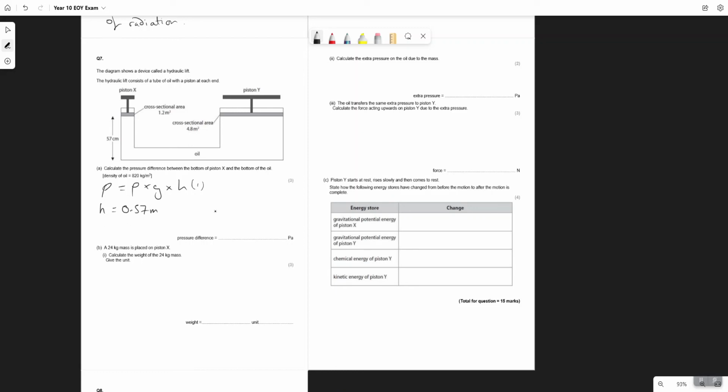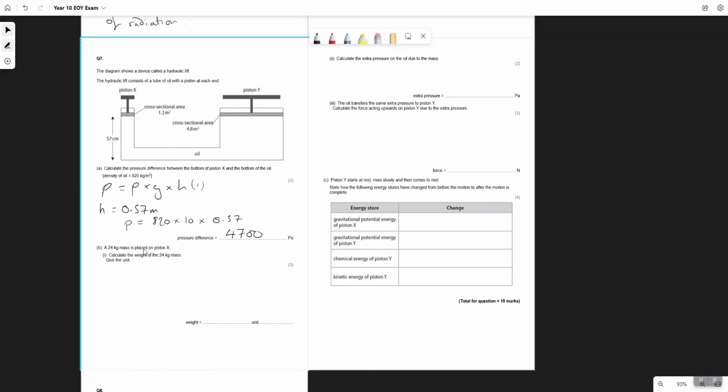So therefore the pressure difference is density, so we've got 820 times 10 times 0.57, which gives 4,700 to 2 significant figures. There's nothing penalising you for significant figures here. If you see a power of 10 error, it's because you've left it as 57. You'd get 2 marks rather than 3.